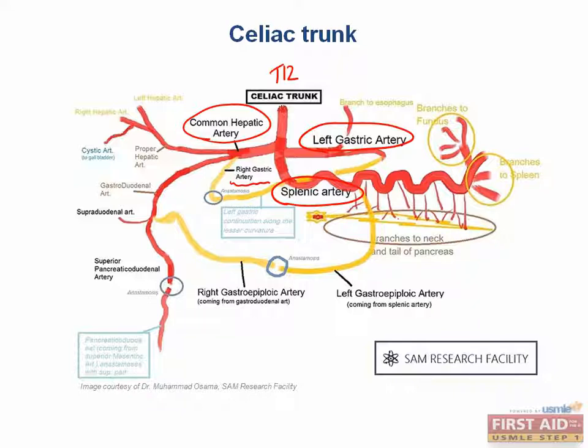The common hepatic artery, on the other hand, continues to branch. The first vessel to leave the common hepatic is the gastroduodenal artery. And then, as the common hepatic continues to become the proper hepatic artery, it gives rise to the right gastric artery. The proper hepatic, as its name suggests, which you can see here, continues to the liver, and it bifurcates into the left and right hepatic arteries.